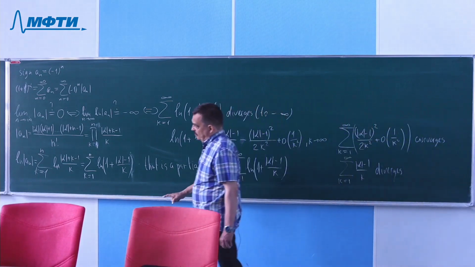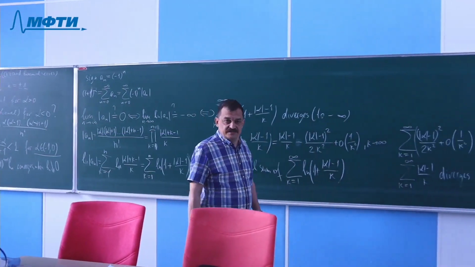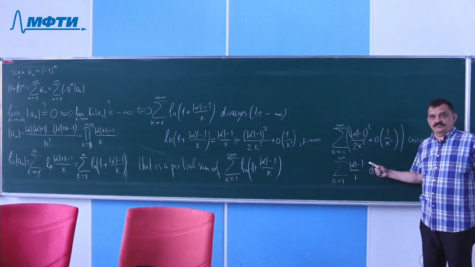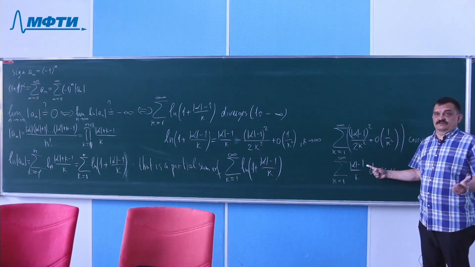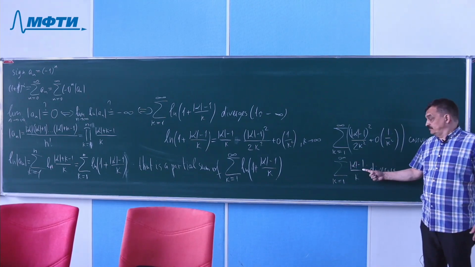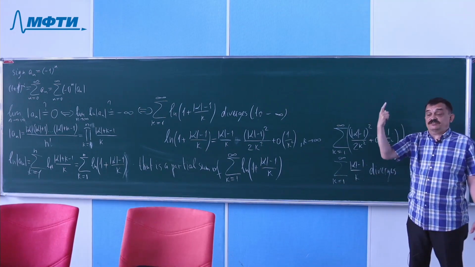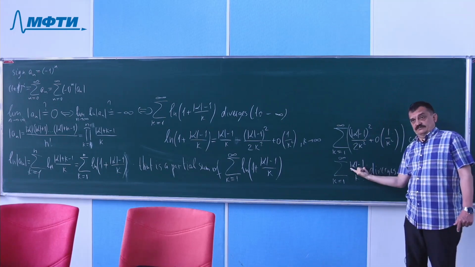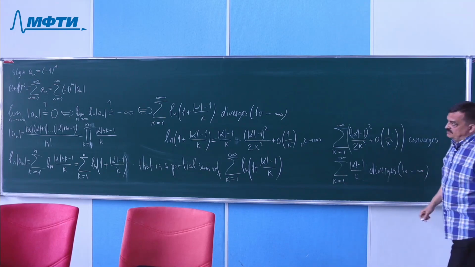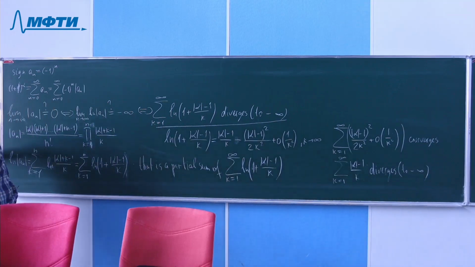Remember, now I consider the case alpha is between minus 1 and 0. If alpha is between minus 1 and 0, this numerator is negative, right? So this is a negative number. We know the harmonic series diverges to plus infinity, and we multiply by minus. So it diverges to minus infinity. Hence, that is indeed true for alpha from minus 1 to 0.